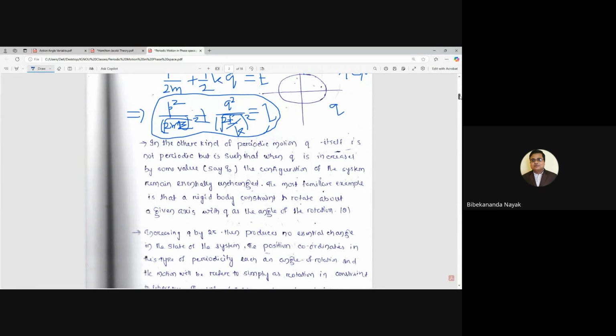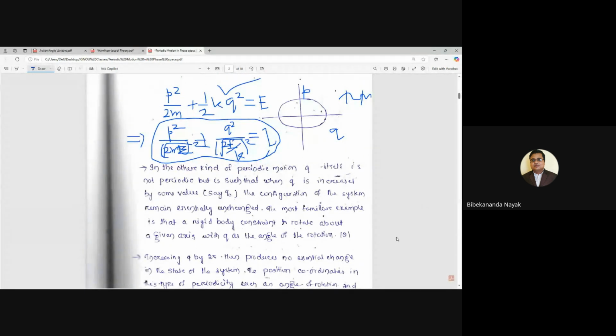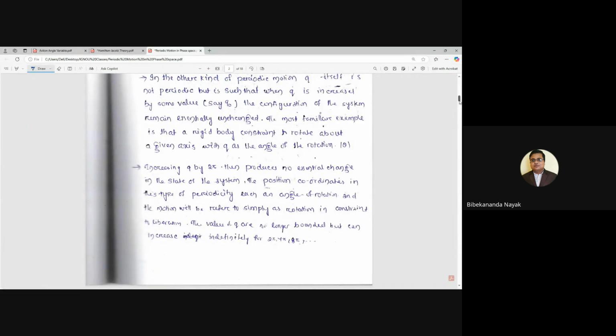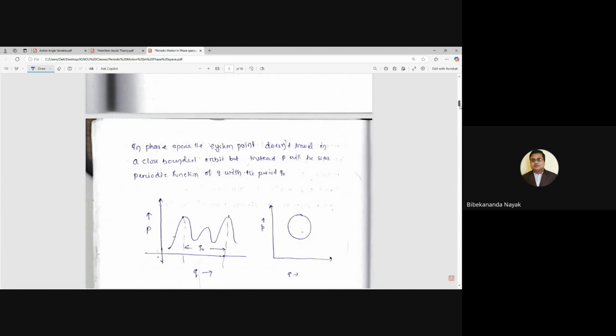That is called rotation, because there is always an associated angle theta. The angle 2 pi is the same as 2 pi plus x. So increasing q by 2 pi, there is no essential change of the state. The position coordinate in this space has periodicity. So that is called rotation.